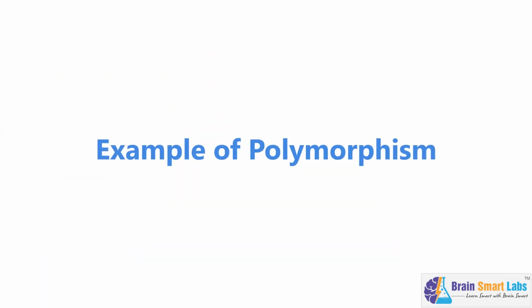Behaviors in Java actually mean methods, and so one method in Java having the same name but many forms is known as polymorphism. Guru, one method, many forms, how? Is there any example? Take a look at this illustration. Example of polymorphism.